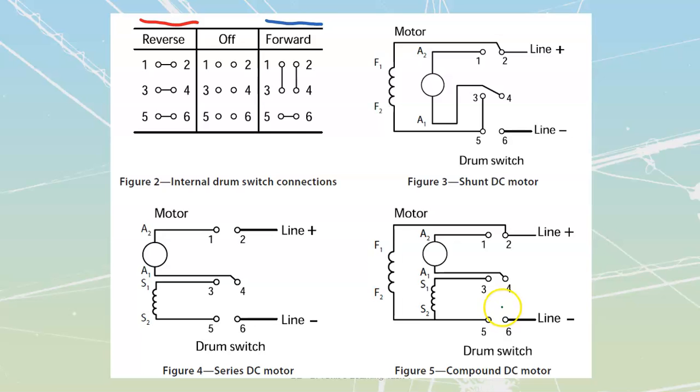Compound motor, you'll note again that I have got my fields. Check this out. My fields always stay connected to a hard line. This 5 and 6 is always just going to be switched across there, and it's just going to be reversing my armature.